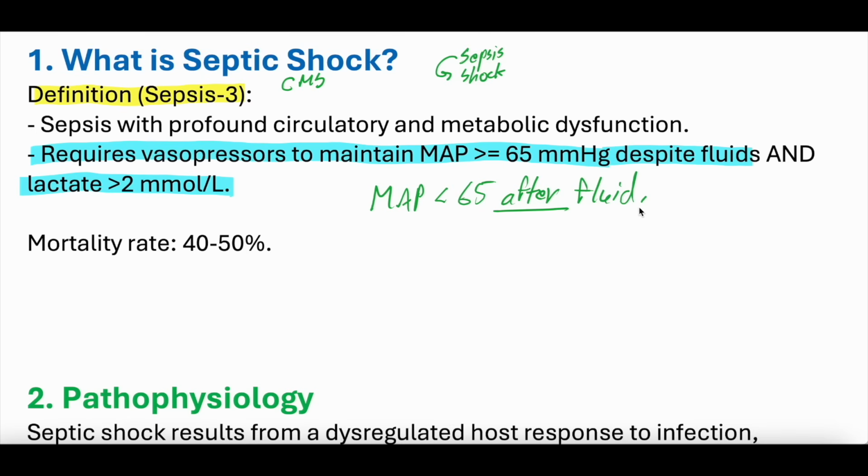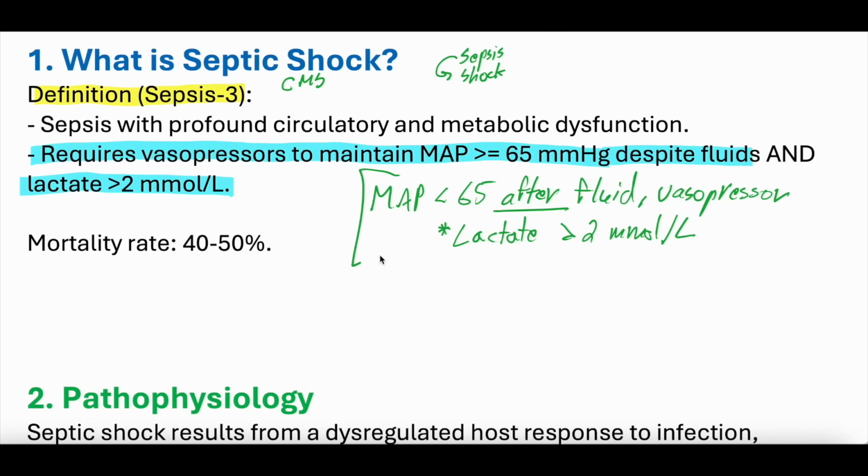And you need to require vasopressors to maintain that MAP. So this can't be someone with, quote unquote, chronic hypotension or someone who is not requiring vasopressors. Their definition is MAP of less than 65, requiring vasopressors after fluid resuscitation. And then you have to have some sign of end organ damage, which is why they have this lactate greater than 2 millimoles per liter, because this is a sign of end organ damage, and we'll talk a lot more about that. Okay, so that's the formal definition of what septic shock is.